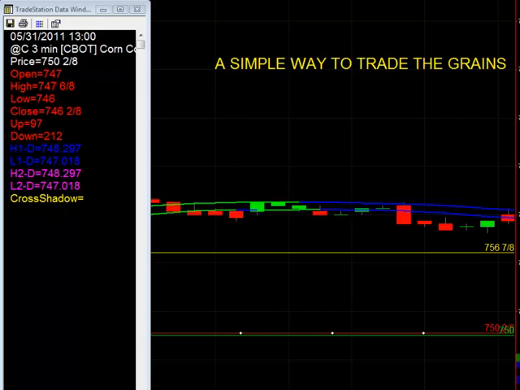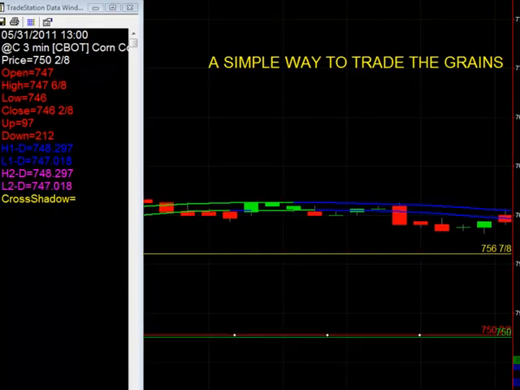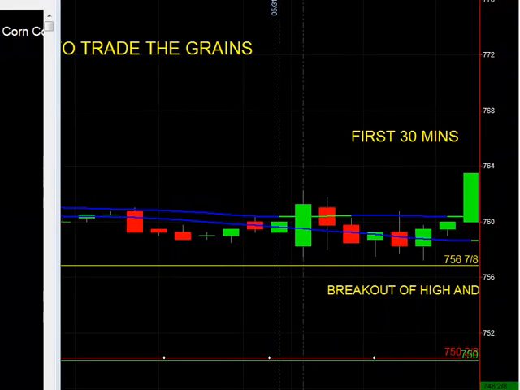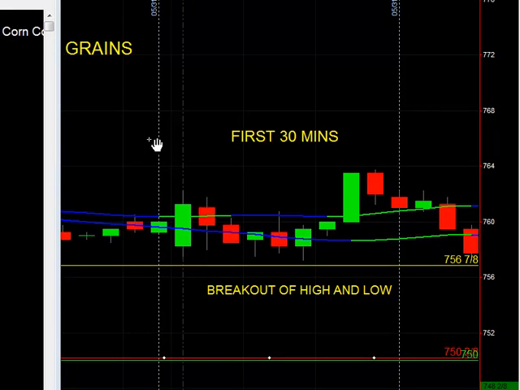But the basics of this are we look at the first 30 minutes of trading. We'll go ahead and scroll forward. The grains open up at 9:30 Central, so 10:30 Eastern, and you're going to look at the first 30 minutes of price action. You take the high and the low, and you're going to look for a breakout of the high and low in this first 30 minutes of price action.